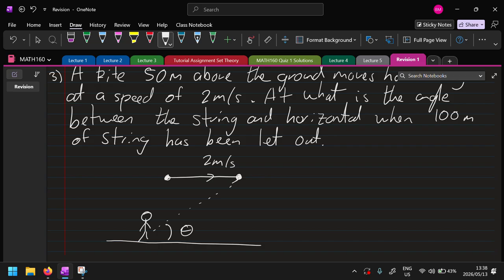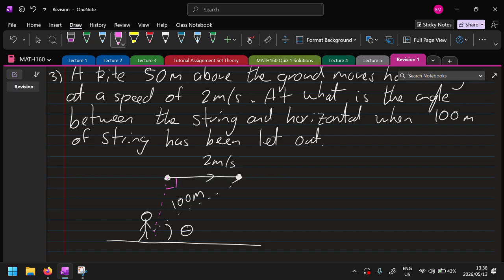Make sense? Okay. You call it angle of inclination or whatever it's called, but that's the angle. When 100 meters of string has been let out. Well, that dotted line is the string, so it must be 100 meters. All right, that's our picture. And if we just connect the last line there, going down, we have ourselves a right angle triangle, exactly the same as what we had before.